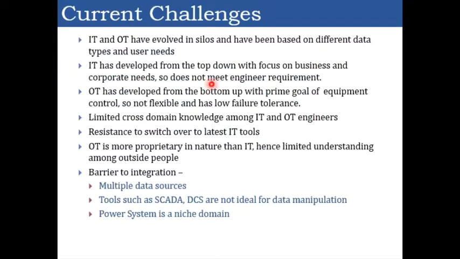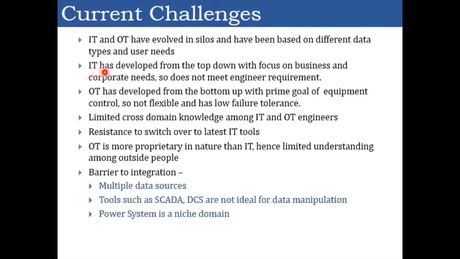Now, let's see why information technology and operational technology are posing a challenge in integration. Information technology and operational technology have evolved in silos and have been based on different data types and user needs. In case of information technology, it was mostly for corporate and business function related requirements, while operational technology was mostly towards the actual operations of the plants and systems.